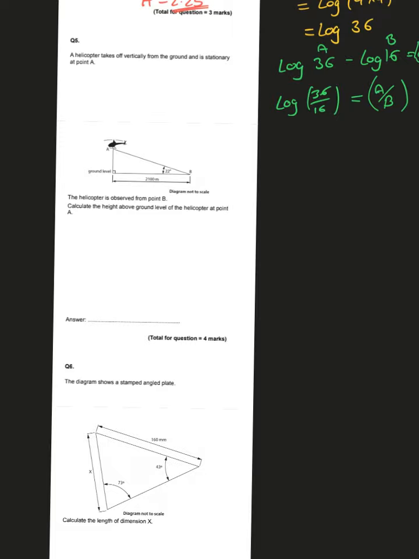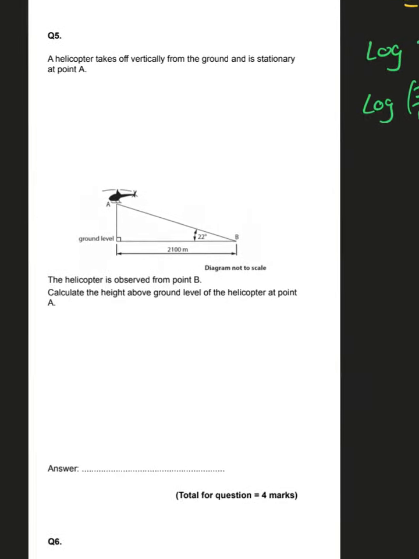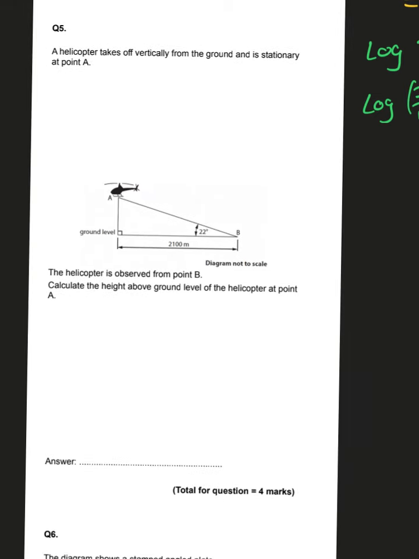Okay. Question 5. A helicopter takes off vertically from the ground and is stationary at point A. Calculate the height above the ground of the helicopter. So what you guys were being asked to do was to find this height here. I'm going to call it H. And if you spot it again, this is just another SOHCAHTOA question. So silly old Harry caught a herring thinking of alcohol, or however else you're going to remember that. And you can fill in what you know.